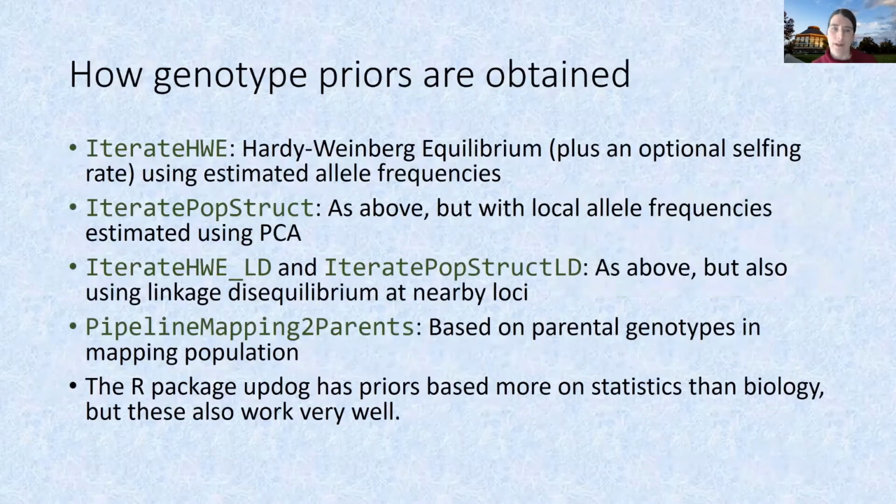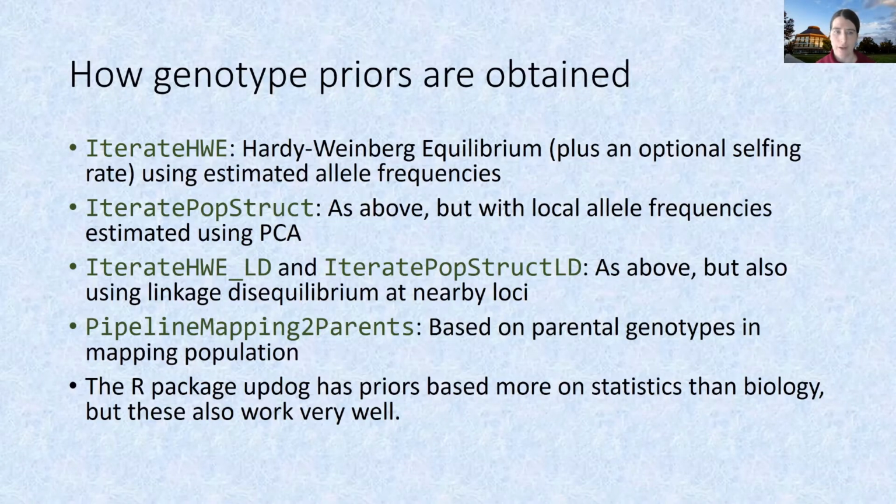Okay, so where do I get these priors? There are a few options that come with polyRAD. There's the iterate HWE pipeline that assumes your whole population is in Hardy-Weinberg equilibrium. You can also add a selfing rate, the same selfing rate across the whole population, so self-fertilization. And it does that from allele frequencies to get estimated genotype frequencies.